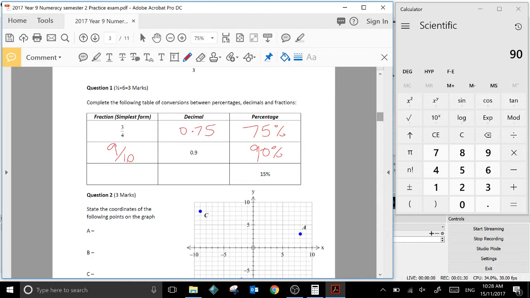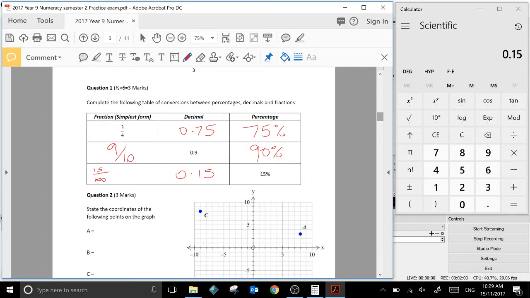That just leaves the last one, 15%. How am I going to work out what that is as a decimal? Well, to go from decimal to percentage, we multiply by 100. So to go from percentage to decimal, we divide by 100. So we take 15, divide it by 100 on the calculator, and we get 0.15. Now, 15% can always be written as a fraction as 15 on 100. You could have done that with 90 on 100 with the previous question.